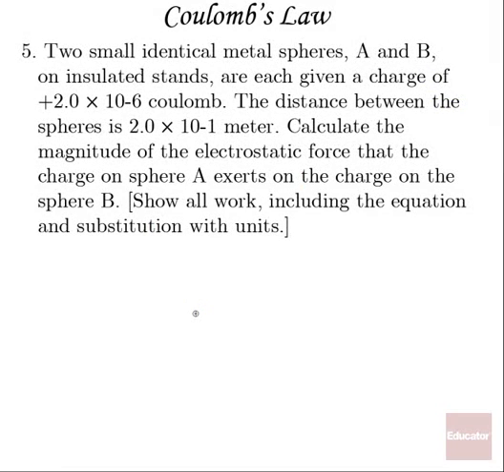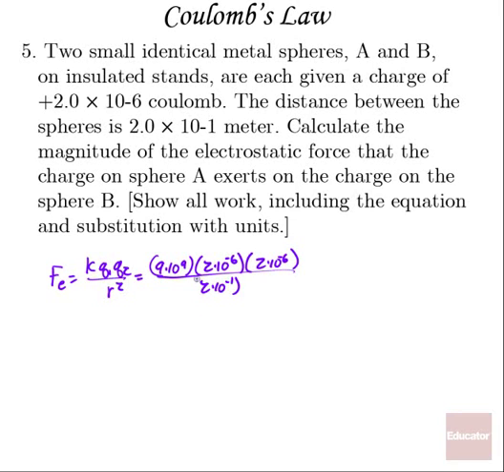All right, one more here. Two small identical metal spheres, A and B, on insulated stands are each given a charge of 2 × 10⁻⁶ coulomb. The distance between the spheres is 2 × 10⁻¹ meter. Calculate the magnitude of the electrostatic force that the charge on sphere A exerts on the charge on sphere B. Well, the electrostatic force again is K Q1 Q2 over R squared. So that's going to be 9 × 10⁹ Newton meters squared per Coulomb squared times our charge, 2 × 10⁻⁶ coulombs, and our other charge, 2 × 10⁻⁶ coulombs, all divided by the square of the distance between them, 2 × 10⁻¹ meter squared. When I put all that in my calculator, I come up with the value of about 0.9 newtons.